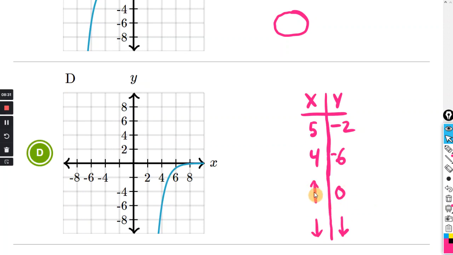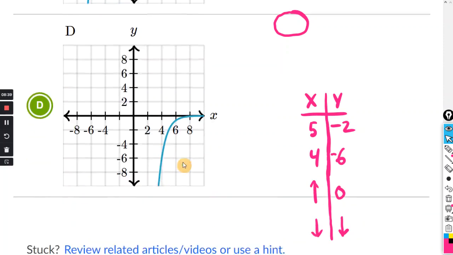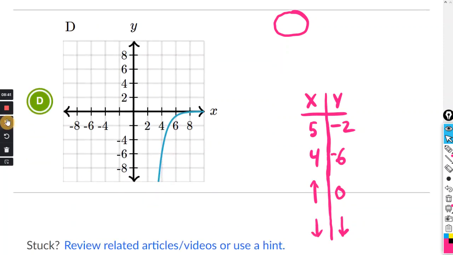Okay, like we said, when x increases, it goes to 0, and we can see it's on the x-axis, which is y equals 0. As x decreases, it goes down, so we can see that as well.